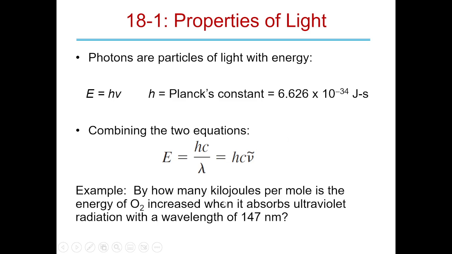So by how many kilojoules per mole is the energy of O2 increased when it absorbs ultraviolet radiation with a wavelength of 147 nanometers? This would be a pretty common question that you might get. And what you would do here is, well, you want energy, right? And so you take this nanometers, you get into meters, right? That would be your wavelength. Speed of light's a constant, h is a constant.